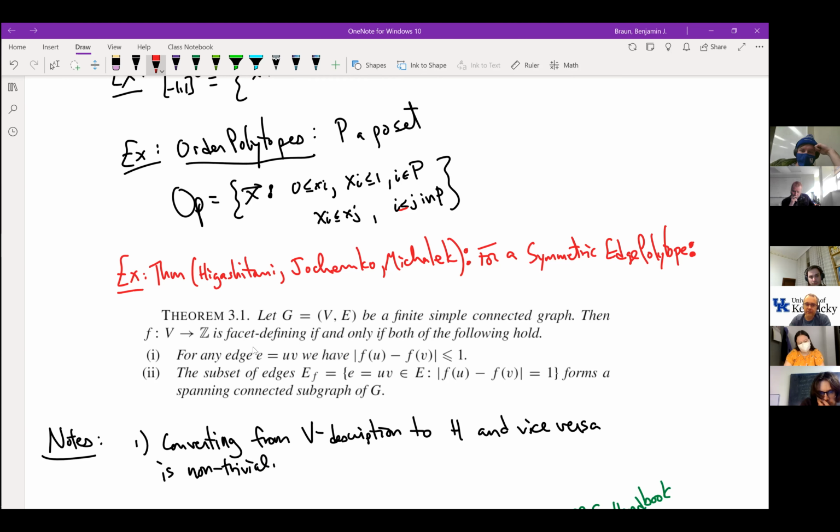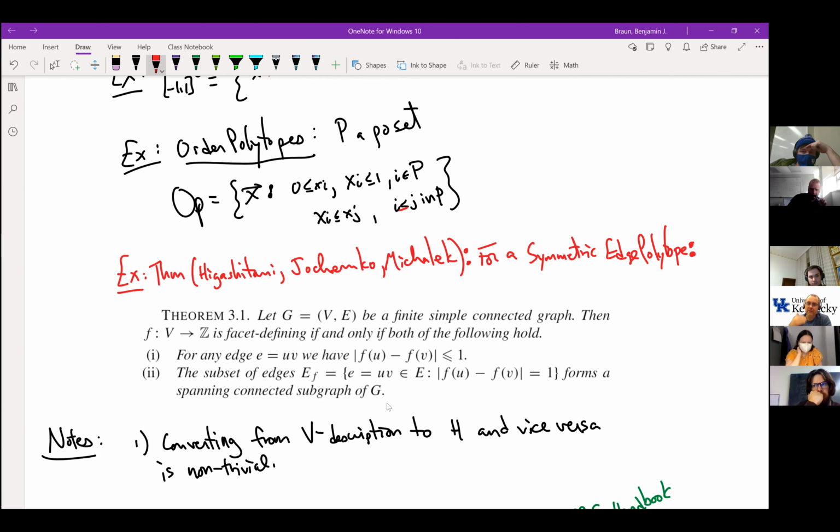Okay, so what are they? Well, there are two conditions on these normal vectors to your closed half spaces. The first is that for any edge e equals uv, the absolute value of the difference between f(u) and f(v) has to be at most 1. So as you're moving through the graph crossing edges, either you have the same value or it goes up or down by 1. And the second is that the subset of edges E sub f, where the difference is 1, has to form a spanning connected subgraph of G.